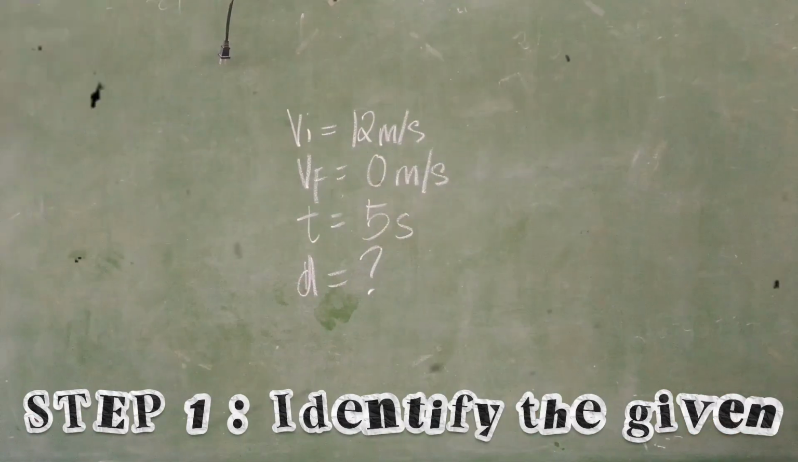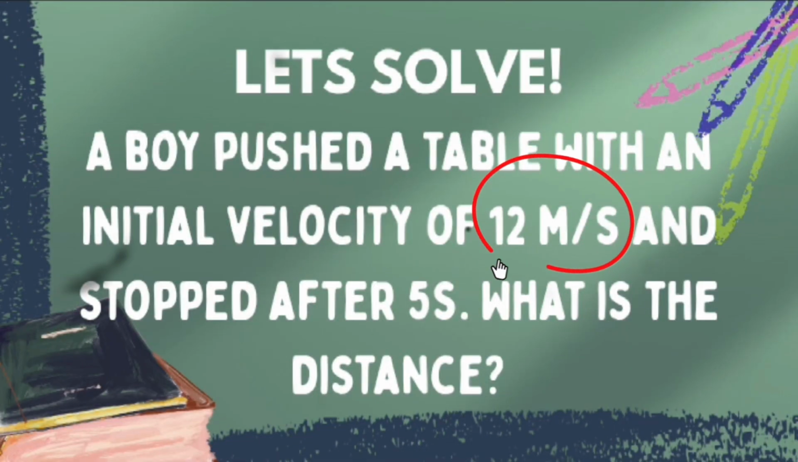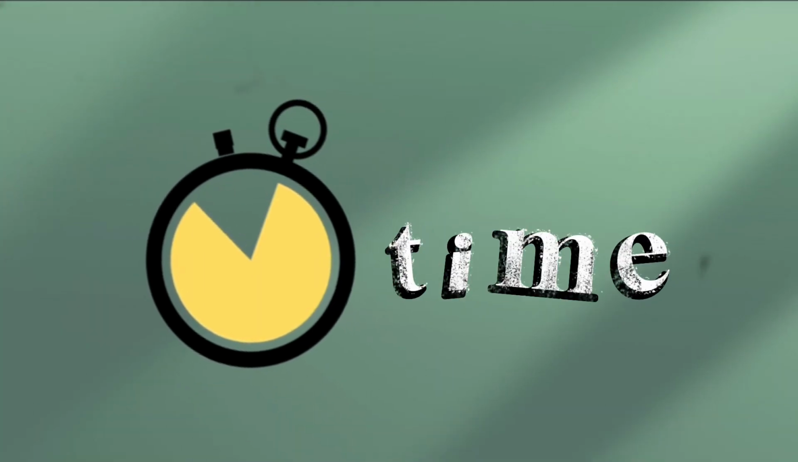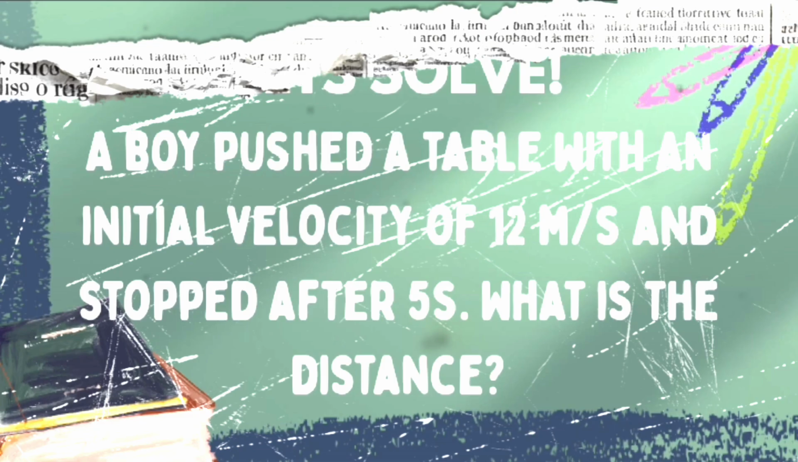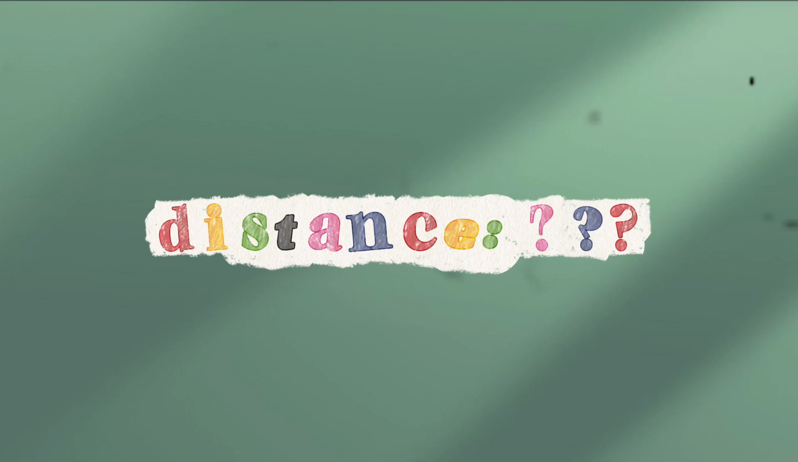First, VI, or initial velocity. The problem mentions that she started at 12 meters per second. Next is VF, or final velocity. The keyword here is stop. In physics, stop always means 0 meters per second. Next is T, or time. The duration of the push mentioned in the given was 5 seconds. And lastly, D, or distance. This is our unknown variable, and this is what we are looking for.